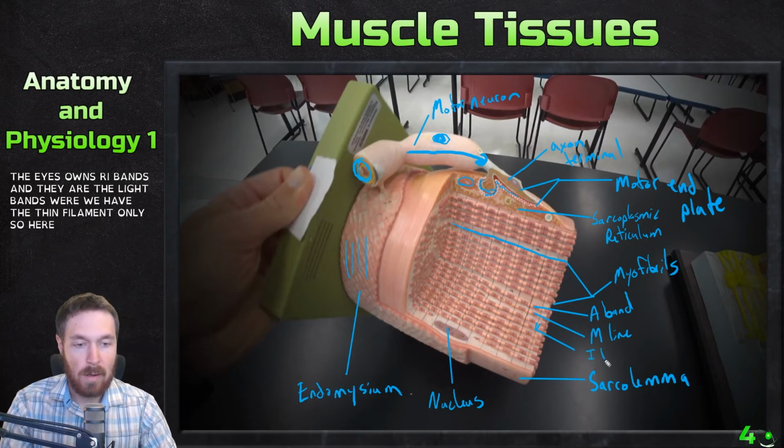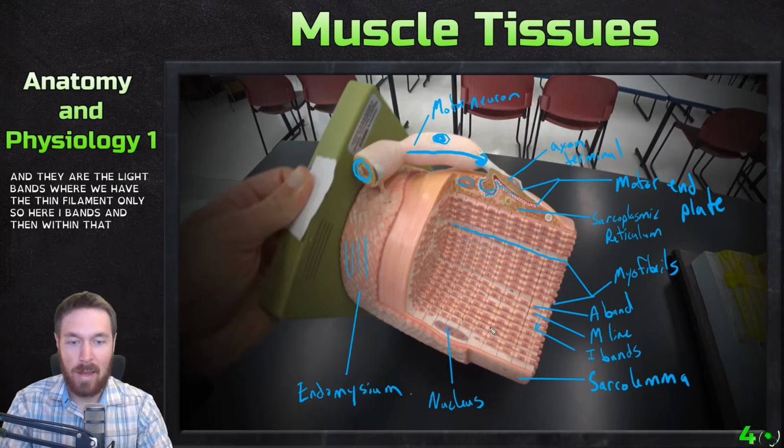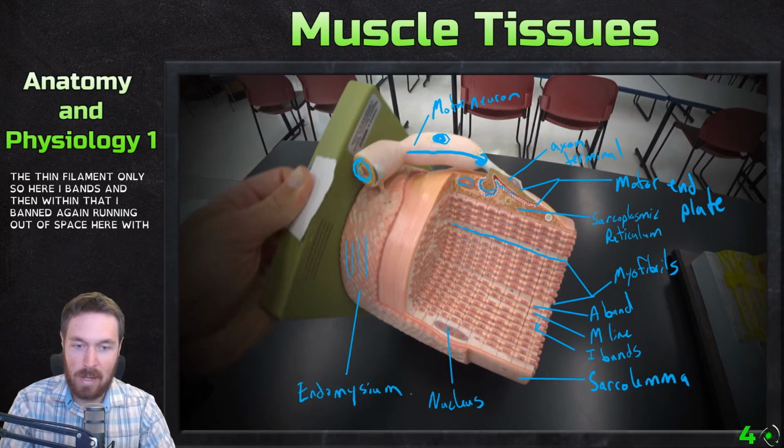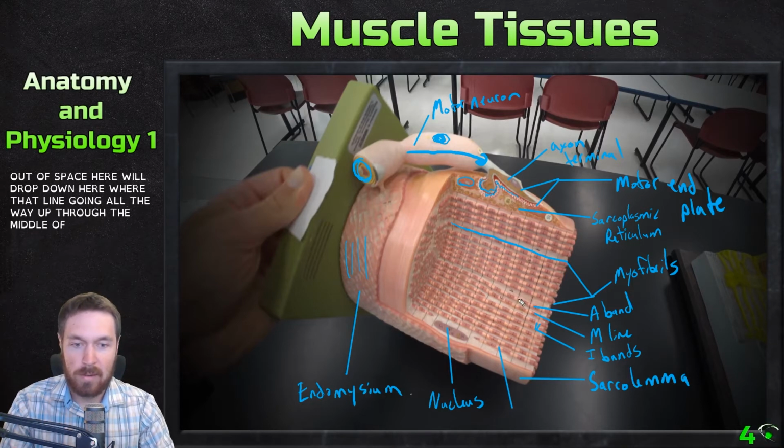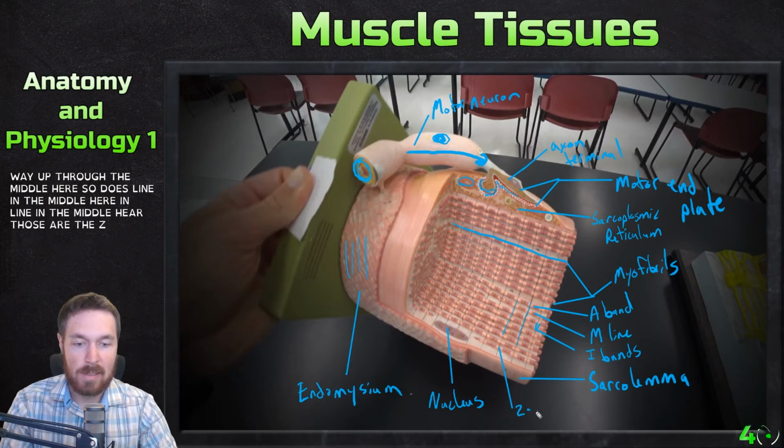So here, I bands. And then within that I band, again running out of space here, we'll draw it down here. We have that line going all the way up through the middle here. So this line in the middle here, those are the Z discs.